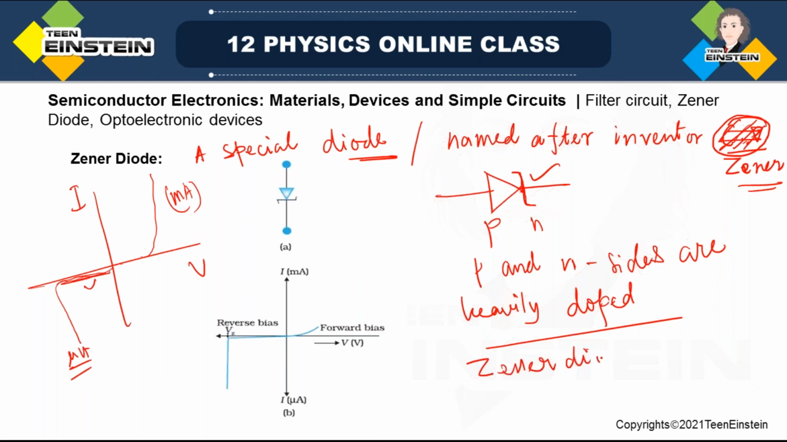the Zener diode is used to operate in reverse bias. So the Zener diode is generally used in reverse bias.